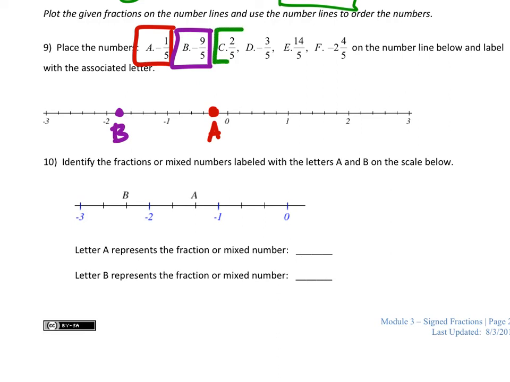Now we've got C, which is 2/5. And from 0, again, we can count 1, 2/5 right here. So D, that one will be pretty close to A. That's a negative 3/5. So 1, 2, 3, D right there. And this is nice because we can color code this. Let's do one of these other ones. Which one? D, E, or F? Let's do F. We haven't done a mixed number, right? So negative 2 and 4/5. Well, there's negative 2 right there. And then we've got another 4/5, right? So 1, 2, 3, 4/5. That's where that point is for F.